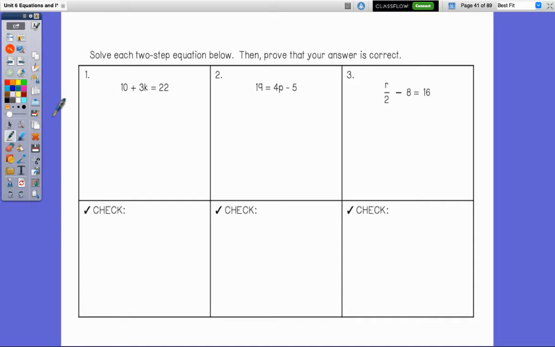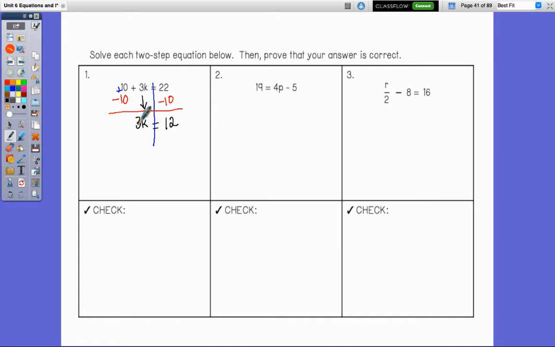Okay, we're going to draw our line down the equal sign. And we're going to look here, and they wrote them in a different order, but I still need to do my addition or subtraction first, which is that plus 10. The opposite of plus 10 is minus 10. So I'm going to subtract 10 from both sides. I'm going to bring down my coefficient and my variable.